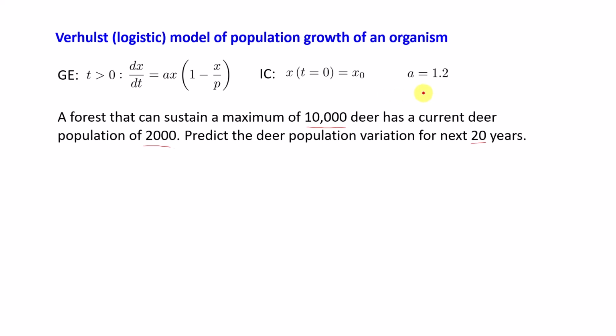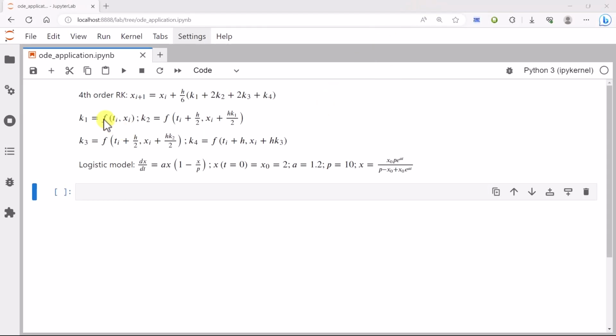Here, a is given to be 1.2, but when we solve it, we can see what the effect of a will be. If we plot the result, we will be able to see. So let's try it and see what happens. Here I have already written the fourth order RK algorithm: x i plus 1 equals x i plus h by 6 multiplied by k1 plus 2k2 plus 2k3 plus k4. And k1 is f of t i, x i; k2 is f of t i plus h by 2, x i plus h k1 by 2, and so on.